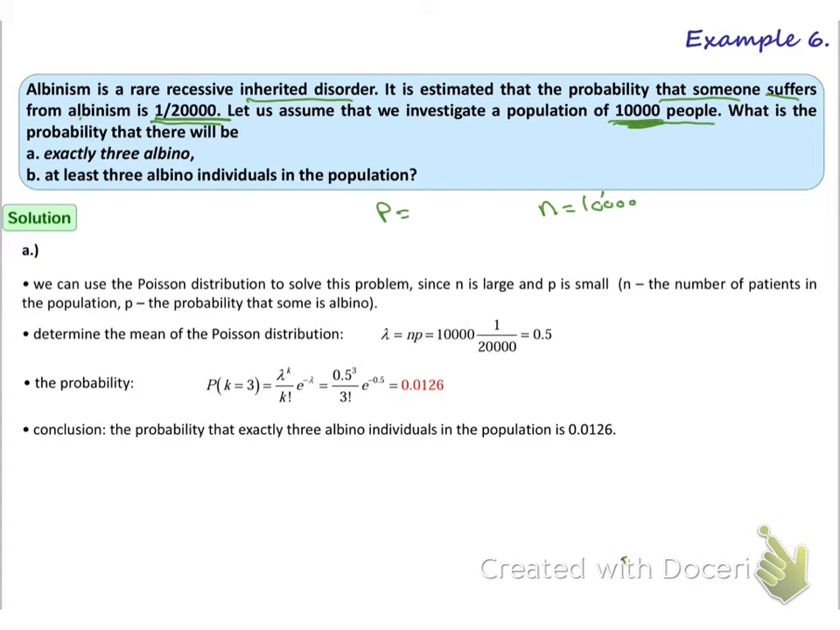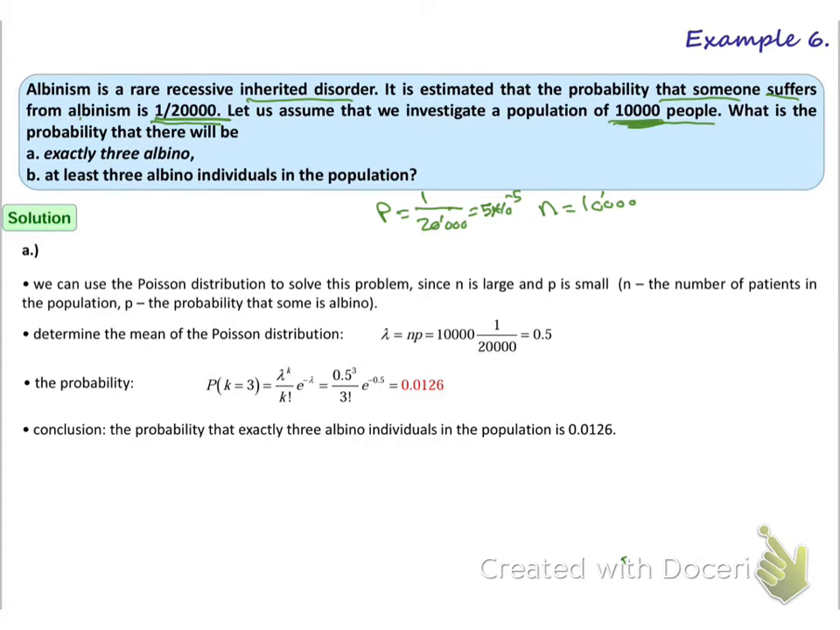P equals 1 over 20,000, which equals 5 times 10 to the power minus 5. So be careful when we write the numbers here. Don't add any zeros or forget one of the zeros, otherwise all the answers will be incorrect. So be careful when you copy the numbers to the calculator.